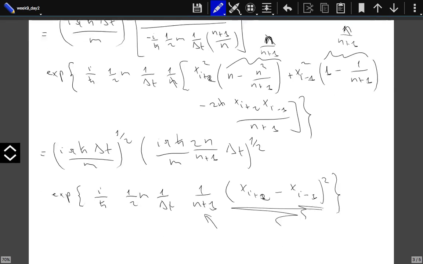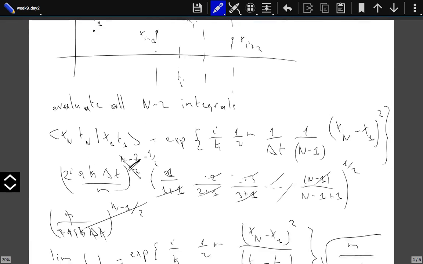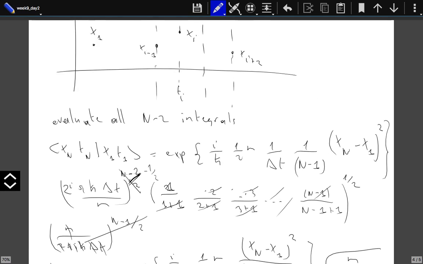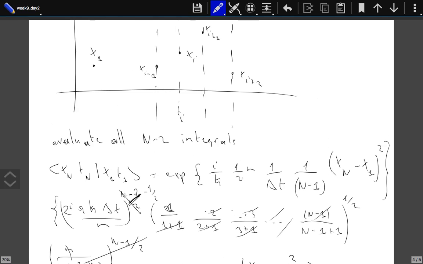Since I know what the general pattern is, I just write down the result when I evaluate all of those integrals. Each integration brings such a factor. I have n minus 2 integrals, and they also bring such factors over here. And then here I have n minus 2 plus 1, which is n minus 1. And also this is the difference between the position one before and the position one after, all squared.